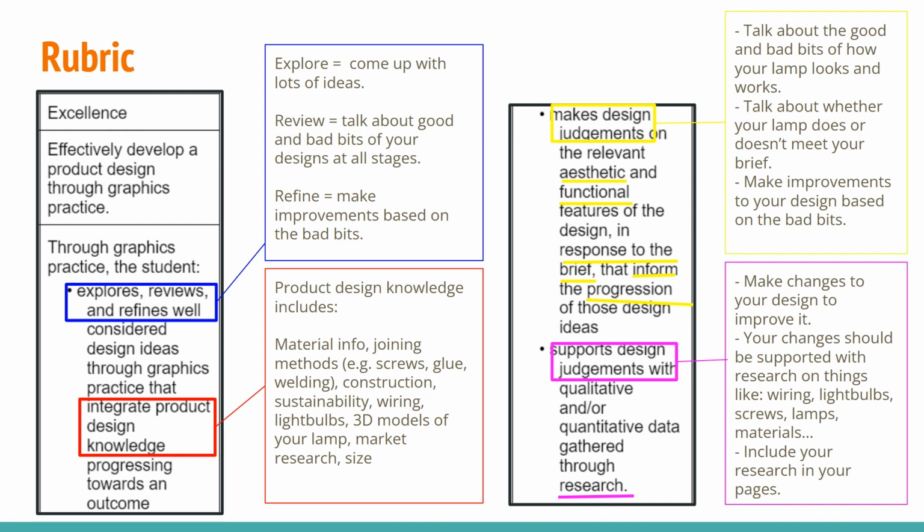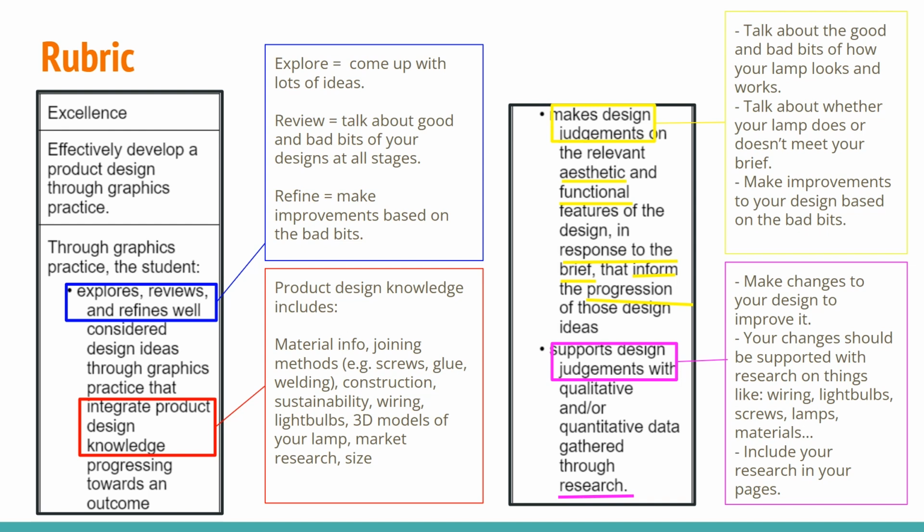So to refine something is to make improvements. It's all very well and good reviewing something and saying, yeah, this is good, this is bad. But if you don't act on the bad bits to make them better, it's not good design practice. So you make improvements based on the bad bits. So if you identified that your lamp's probably going to tip over because the shade's too heavy or the base is too small, that's something you can refine and improve. And you can go, how could I do that?